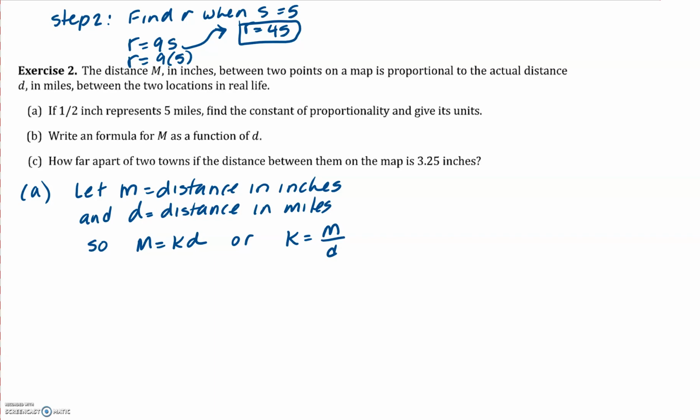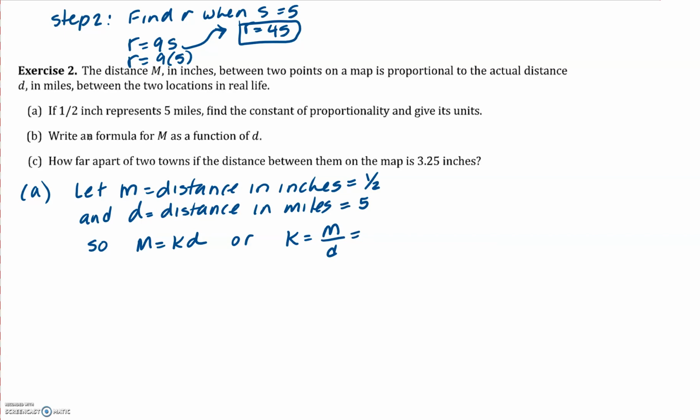So it says here that the distance m in inches, so I wrote m is the distance in inches, between 2 points on the map is proportional to the, there's that word again, the actual distance d in miles. So I wrote d is the distance in miles. So since m comes first, it's m equals k times d, where d is in miles. Or we can write it as k is equal to m over d. Part A says if 1/2 inch represents 5 miles, I can find the constant.